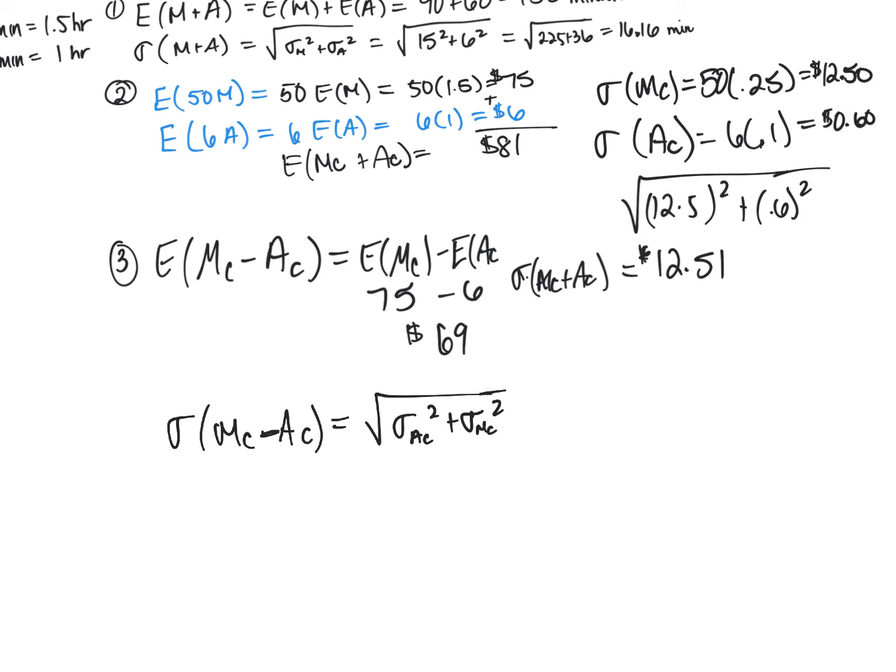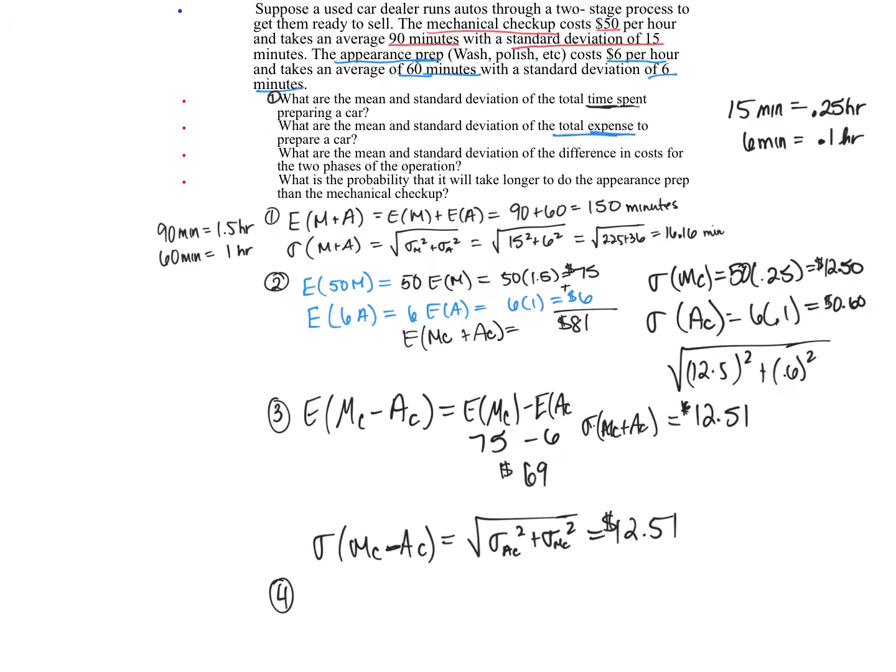I still have to add my standard deviations because it's getting more variable. Even if I'm subtracting the two numbers and all the possibilities, I'm adding variability. So it gets more spread out. So it's still the 12.51. It's important to note that so you don't have to redo a calculation, right? The answer should be the same whether I added or subtracted for the standard deviation.